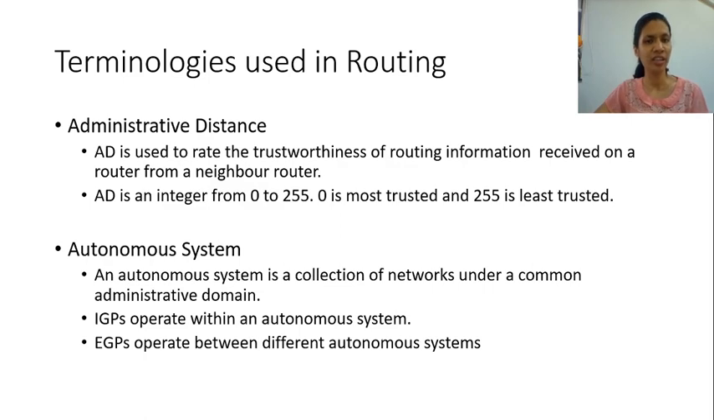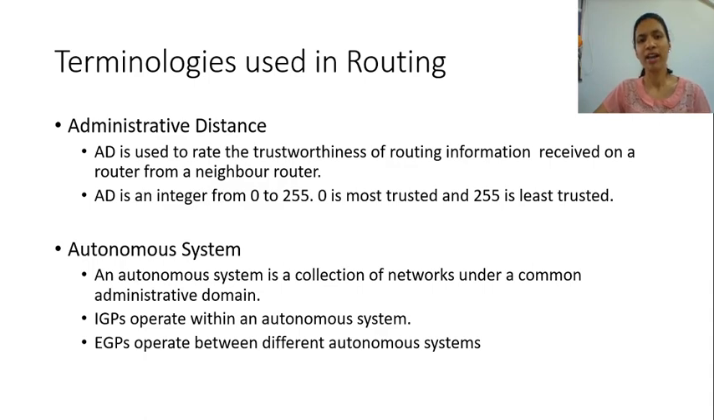Administrative distance is an integer from 0 to 255. If the administrative distance value is 0, that means this route is the most trusted route. Okay, that means this route is the best route. Whereas if the administrative distance is 255, it is the least trusted. So it ranges from 0 up to 255. Static routes have an administrative distance of 1 by default. That means static routes are going to be more trusted as compared to other routes. As an example, the dynamic route RIP has an administrative distance of 120.